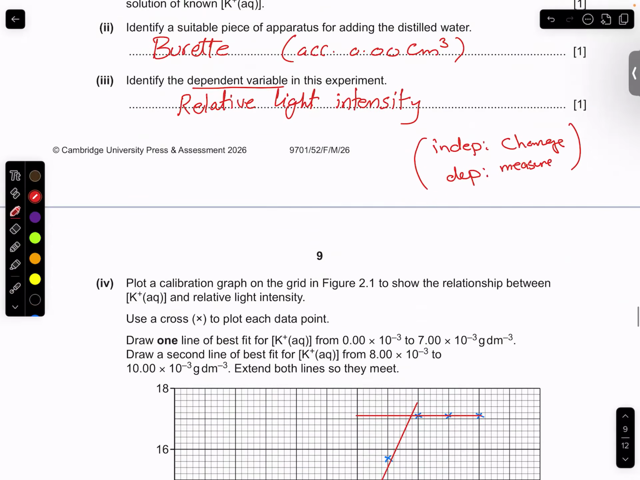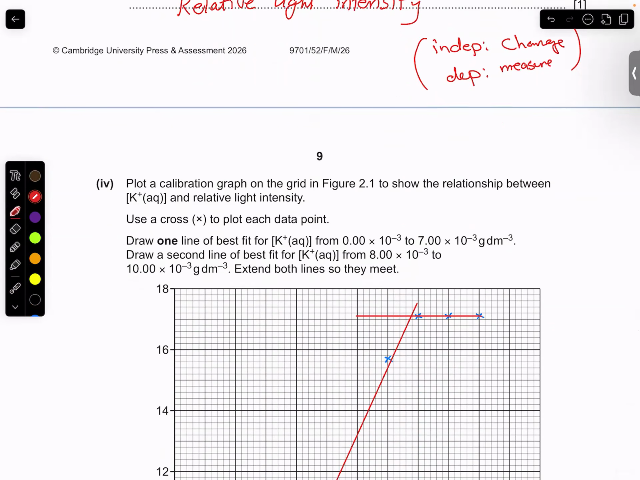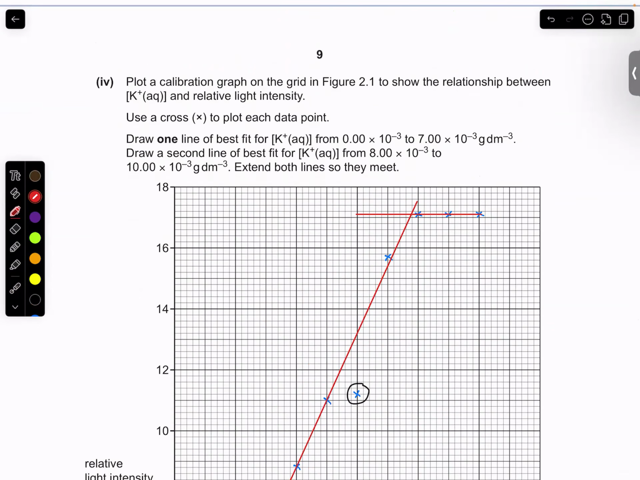Plot a calibration graph on the grid in figure 2.1 to show the relationship between K plus and the relative light intensity. Use the cross to plot each data point. Draw one line of best fit for K plus from 0 times 10 power minus 3 until 7. Then draw the second line of best fit starting from 8 times 10 to the power of minus 3 until the last reading, and extend both lines so that they meet.